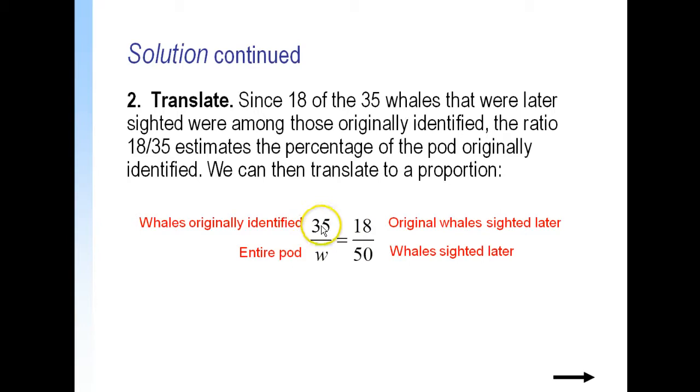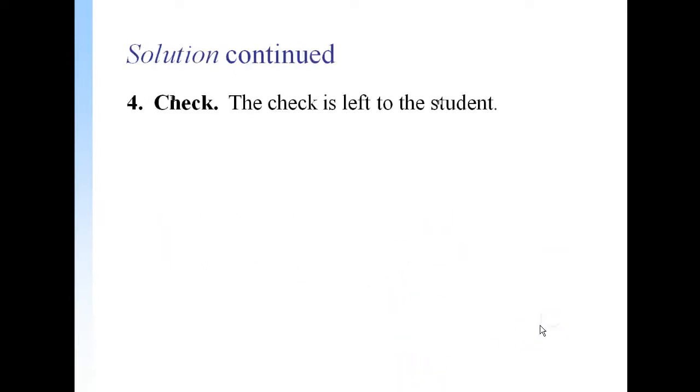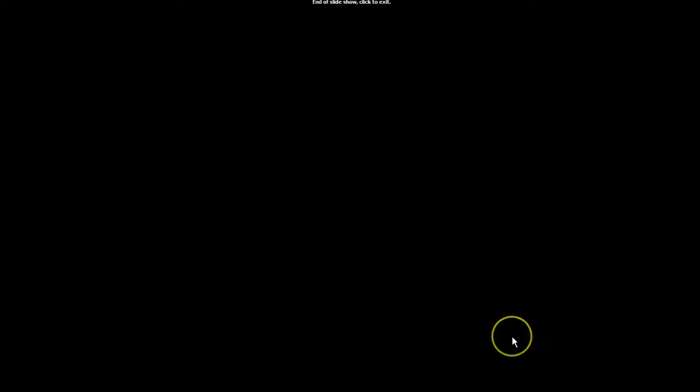So again, these are the tagged out of the whole population. Then we cited 18 tagged out of the numbers cited. We cross multiply, and we get about 97. Okay, and that wraps this one up. Again, there are many more problems worked out under additional exercises.